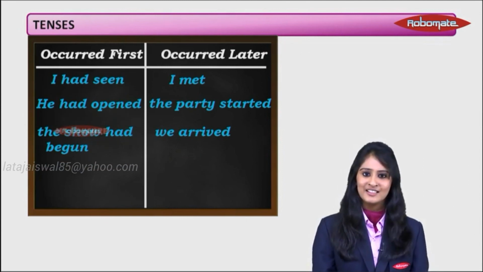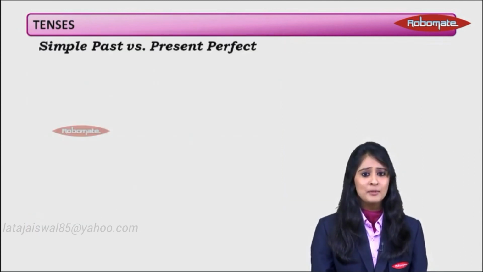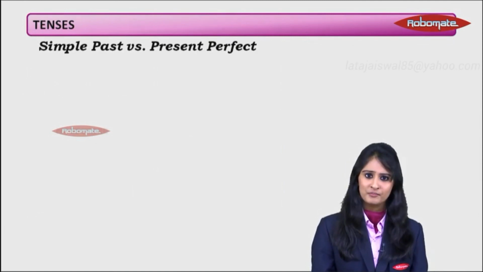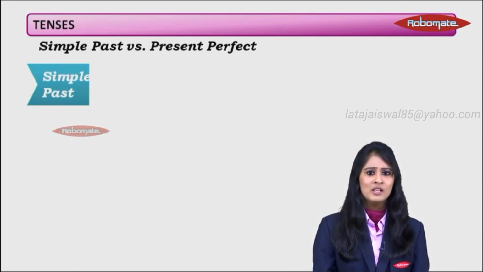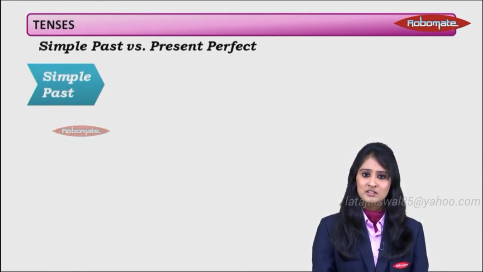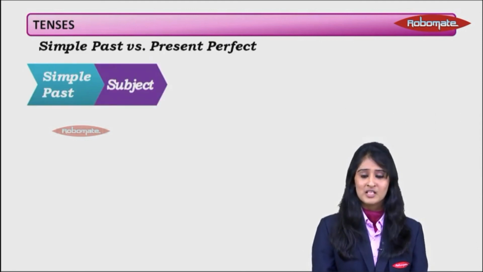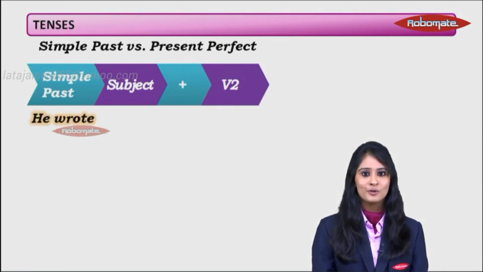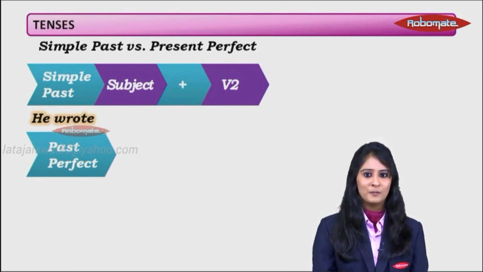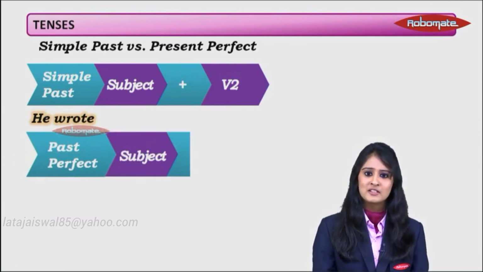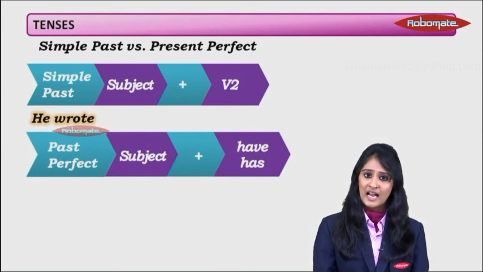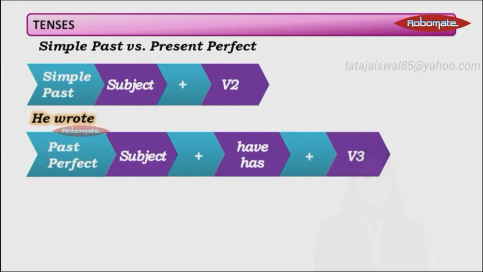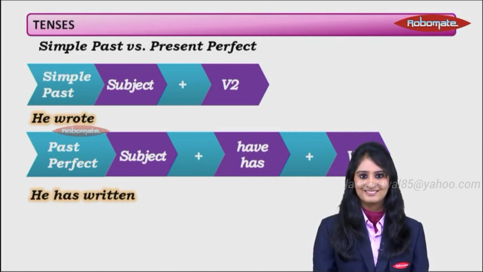Let's see the next one now. Simple past versus the present perfect. Students, we have already done simple past. Yes, but right now let's take a look at the formation. Subject and we have the V2. So my answer is he wrote. The present perfect now. The present perfect is subject, then have or has, and we have V3. So the answer is he has written.